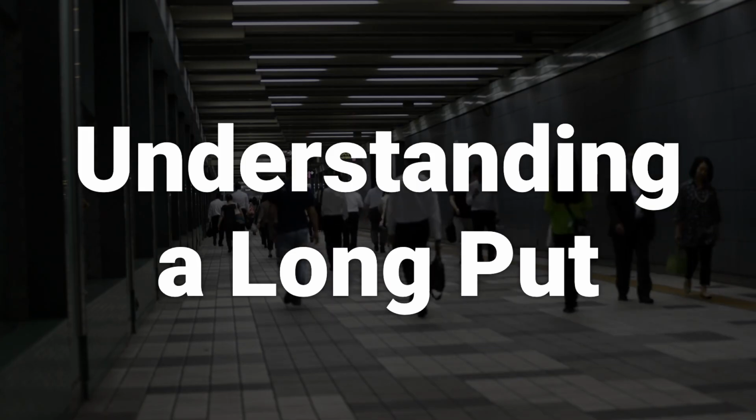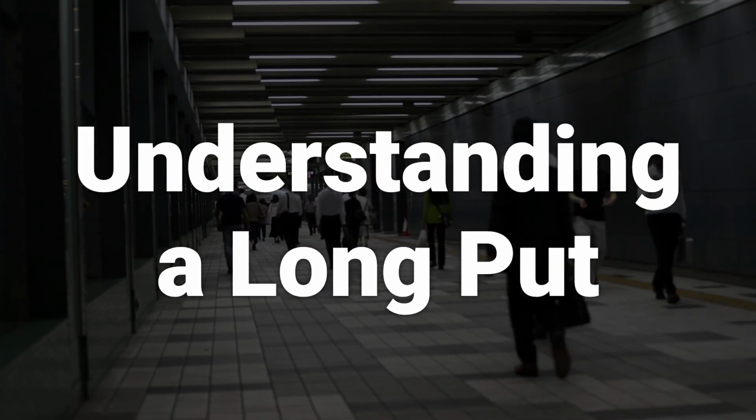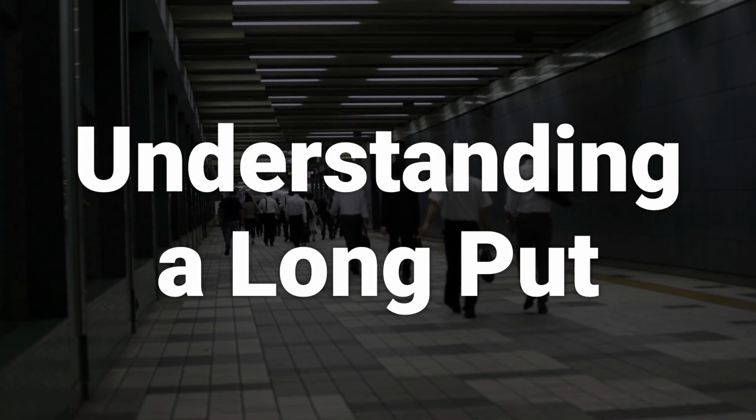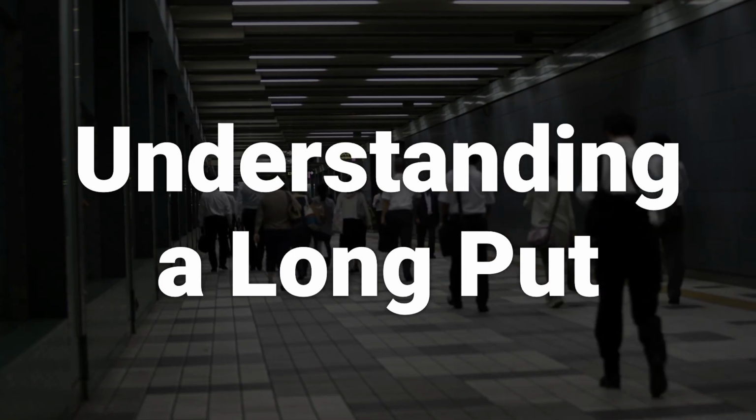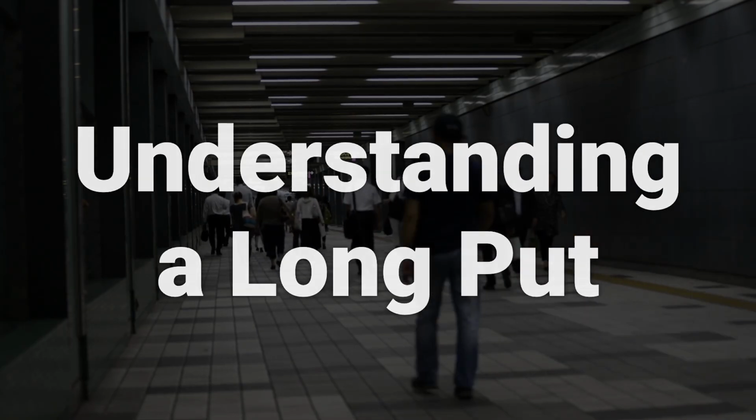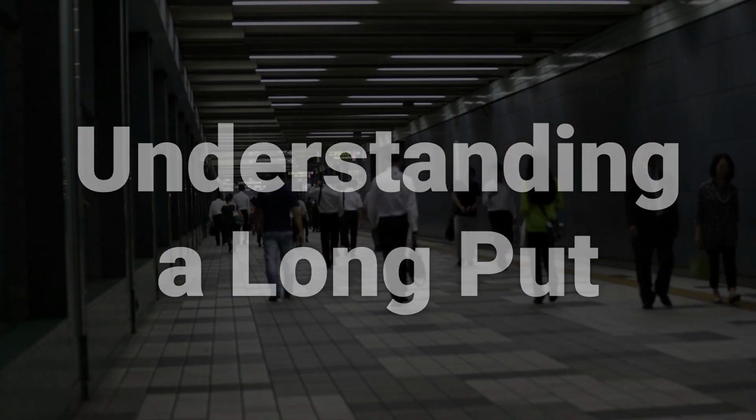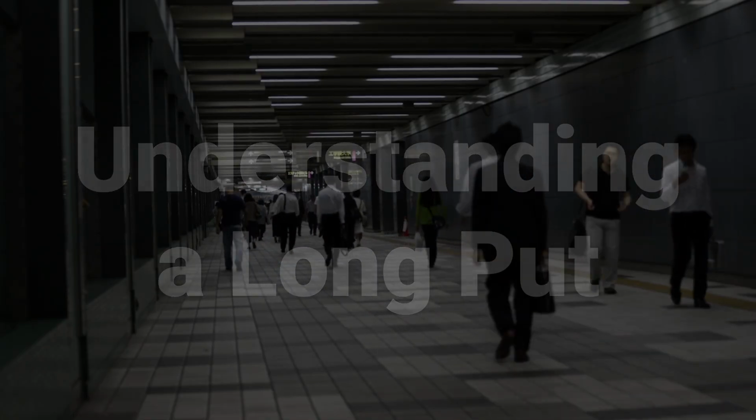A long put may be exercised before the expiration if it's an American option, whereas European options can only be exercised at the expiration date. If the option is exercised early or expires in the money, the option holder would be short the underlying asset.